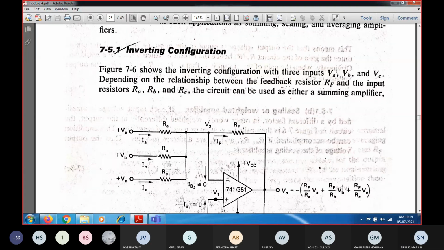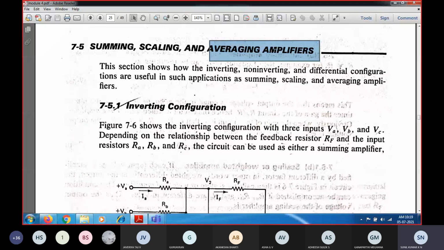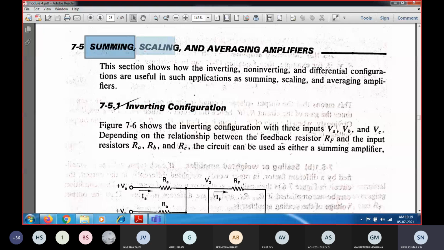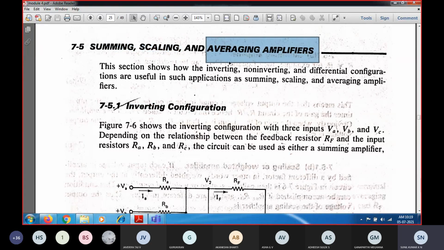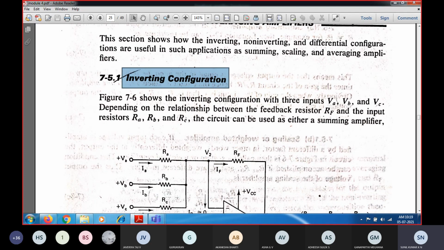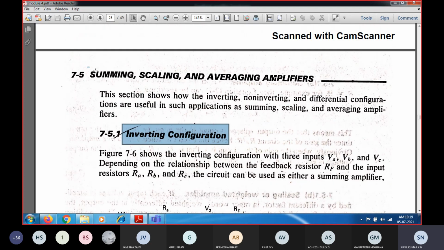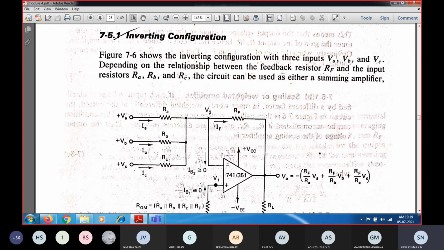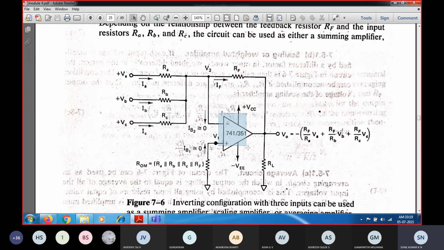Now, the inverting configuration. Since we are already familiar with the inverting amplifier, we are going to study the inverting configuration and design the circuit for the summer, the scaling circuit as well as the averaging amplifier circuit. All three using the inverting configuration itself. First I am going to start with the summer circuit. The first thing is that we should draw the inverting amplifier, with the input going to the inverting terminal.